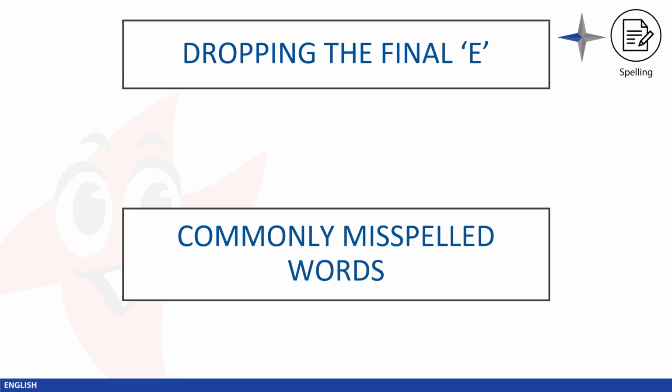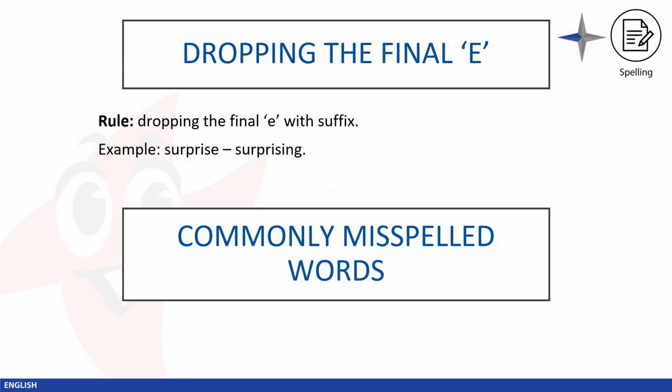All right, dropping the final E. The rule is to drop the final E with a suffix, and a suffix is a morpheme added at the end of a word, like for example ful or ing, like in sleeping. Here is the case with surprise. You drop the E to form surprising, and then you have words that keep the E, like in graceful.